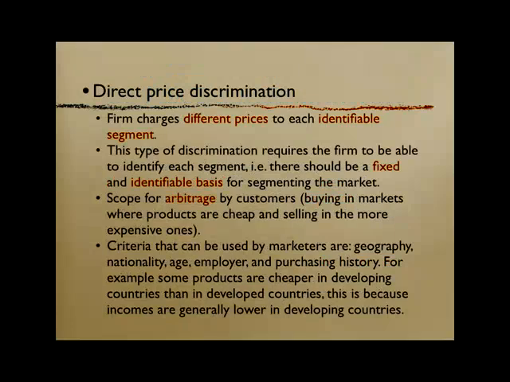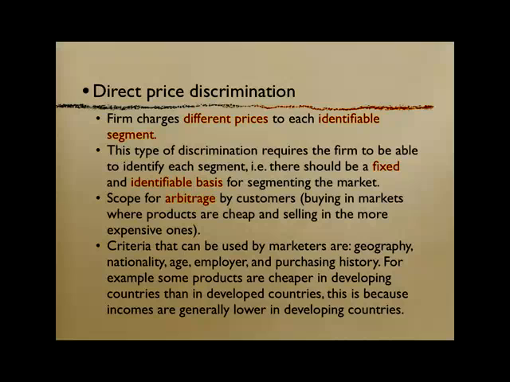Direct price discrimination, on the other hand, refers to firms charging different prices to each identifiable segment. This type of discrimination requires the firm to be able to identify each segment, i.e. there should be a fixed and identifiable basis for segmenting the market, and the scope for arbitrage by customers is that they can buy in markets where products are cheap and sell in more expensive ones.